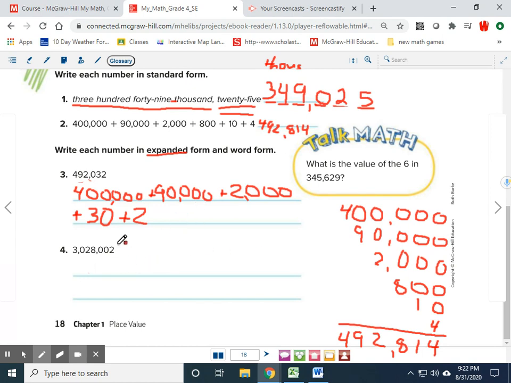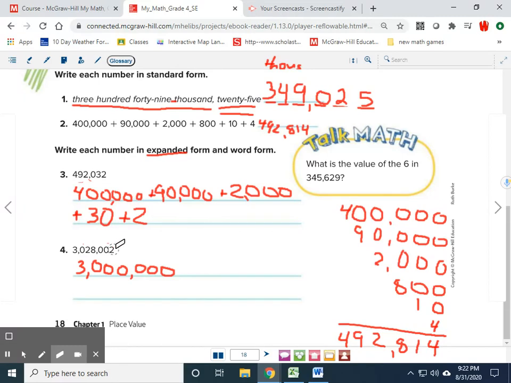Let's look at the next one. Let's do this one in expanded form too. So remember, we're starting with the first digit right there. So my first digit is a 3. Sorry. So I'm going to look behind it. How many spots do I have? 6. So I'm going to put my comma, and I'm going to put 3, 4, 5, 6 zeros.